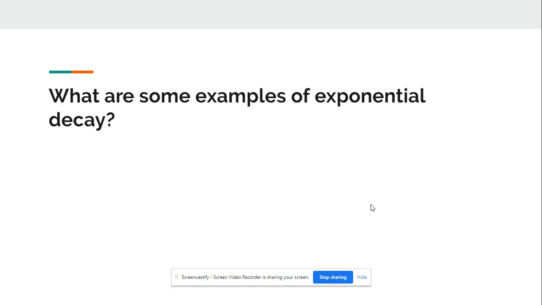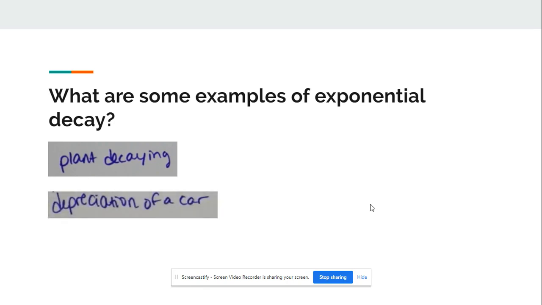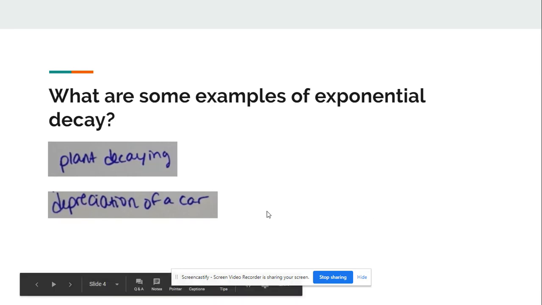Some examples of exponential decay. A plant decaying. Once the leaves start to turn brown, the plant dies very, very quickly. The depreciation of a car, and that's just the value of a car. It could also apply to the value sometimes of a home. When you invest in a car, you make that initial purchase.